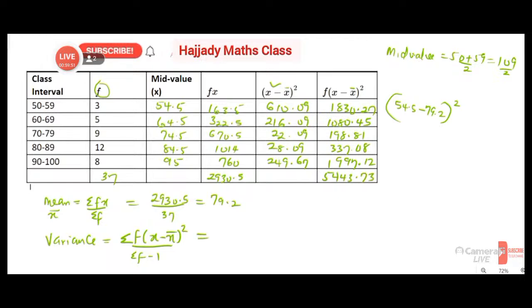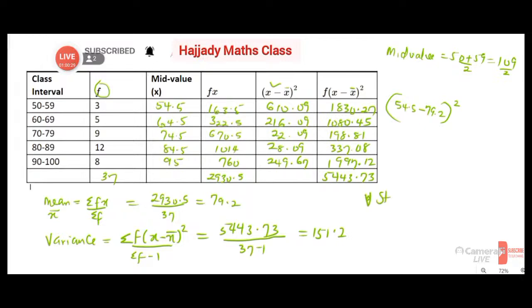Calculating my variance in this sense shows that the summation of f into bracket x minus x bar all squared gives me 5,443.73 all over summation f, which is the same thing as 37 minus 1. Okay? And with this I'm going to have it over 36, right? So dividing this gives me 151.2.